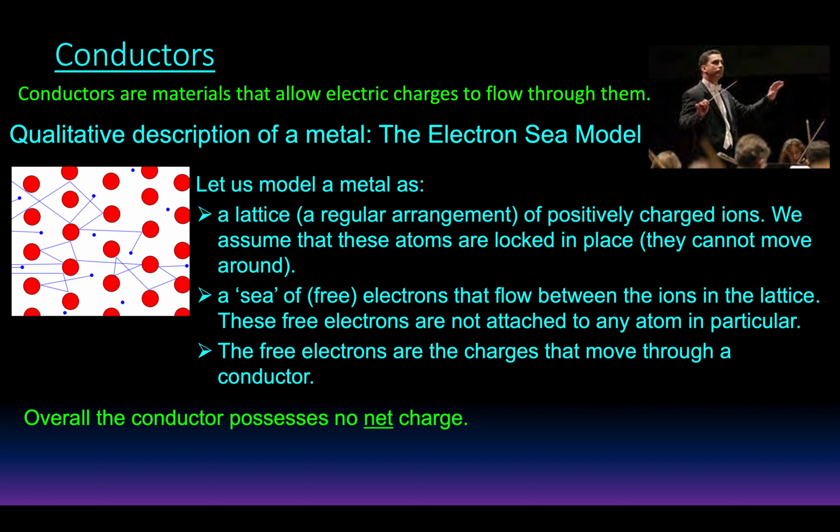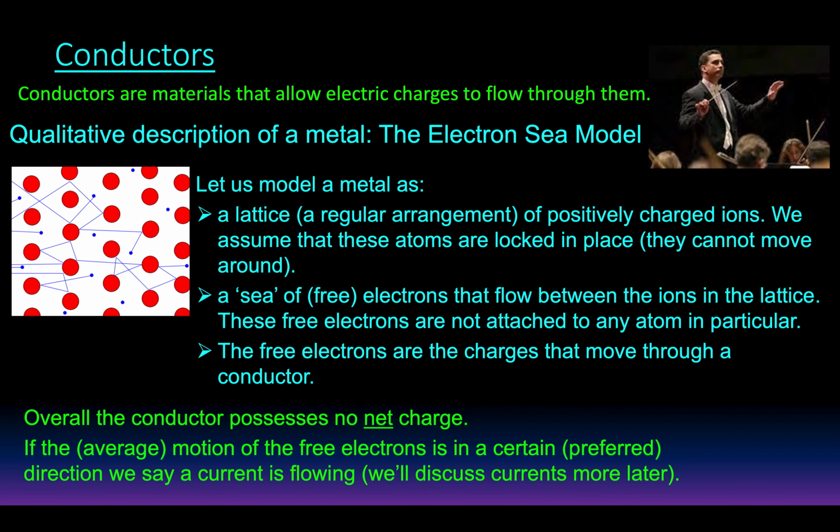If each ion in the lattice has a charge of +1, then for every ion in the lattice, there will be one electron somewhere in the sea. If each ion in the lattice has a net charge of +2e or +3e, then you will have 2 or 3 electrons for each ion in this lattice. So overall, the conductor is neutral, but the arrangement of the ions that have the positive charge and the electrons that have the negative charge is not identical.